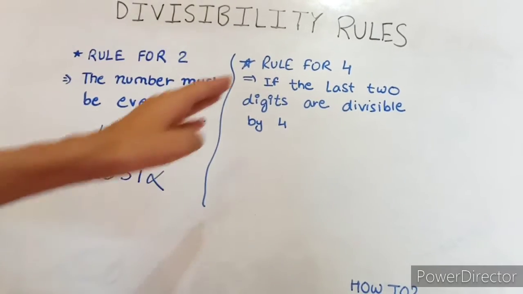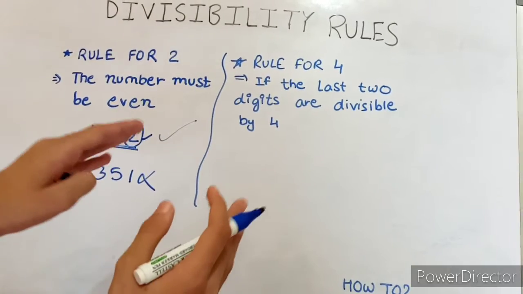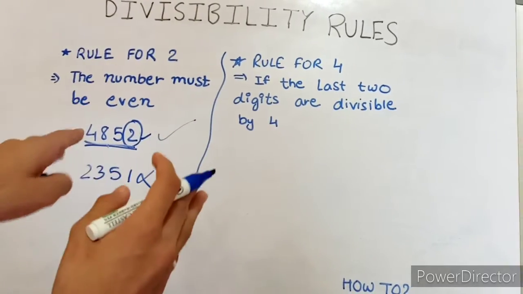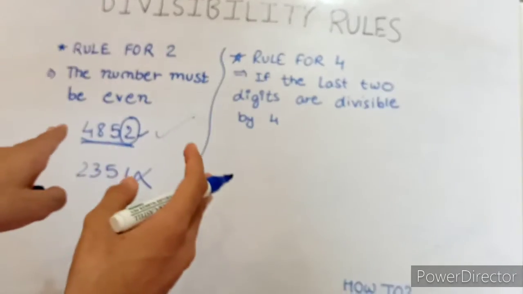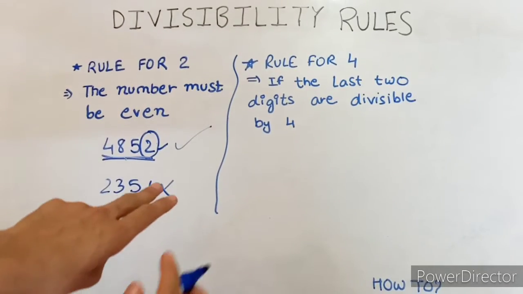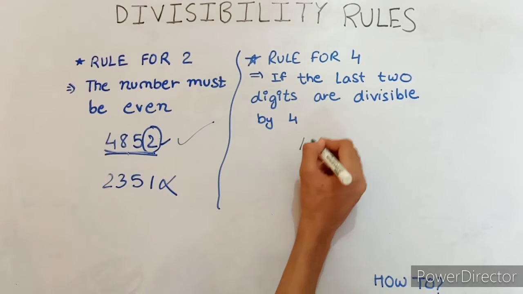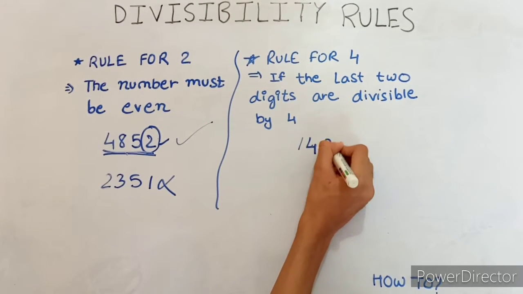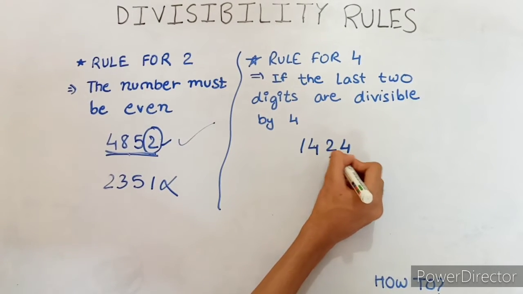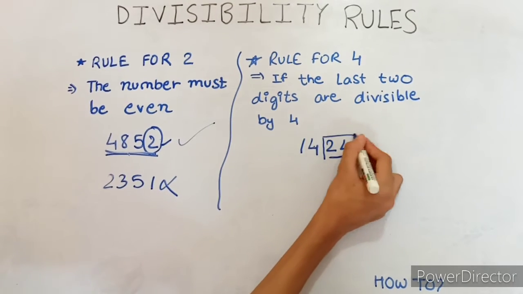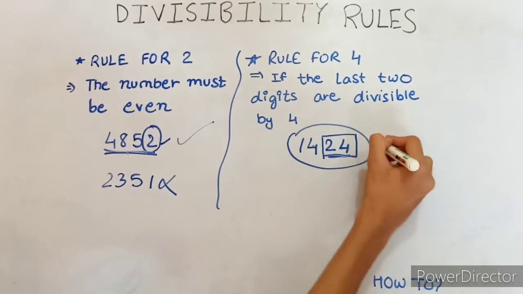Now let's see the rule for 4. Now the rule is very simple. If you want to check whether a number is divisible by 4 or not, just check its last two digits, the ones place and the tens place. If the last two digits are divisible by 4, then the whole number is divisible by 4. Let's take an example. Let us take a number 1424. Now here, see, the last two digits are what? 24, and 24 is divisible by 4, so the whole number is divisible by 4.